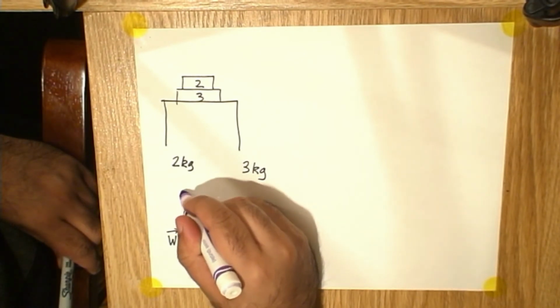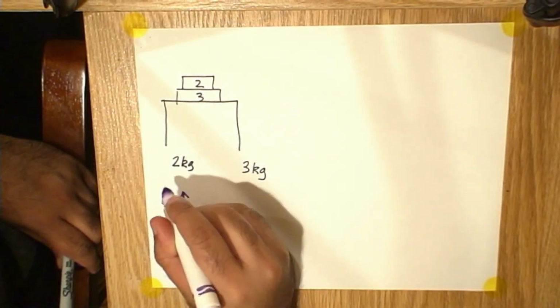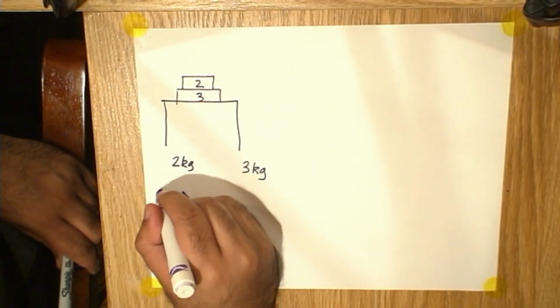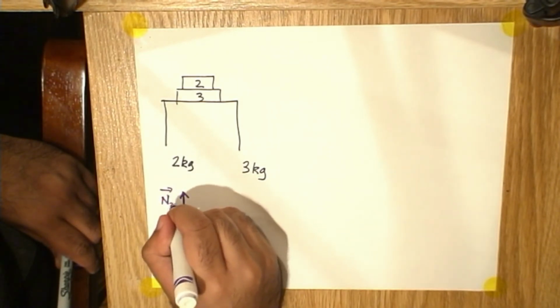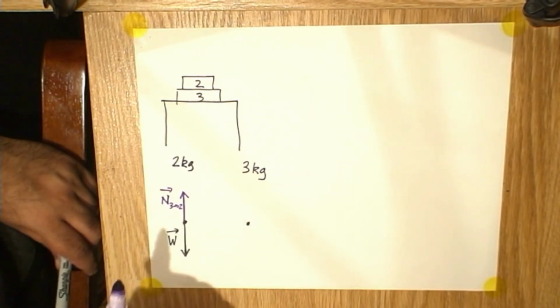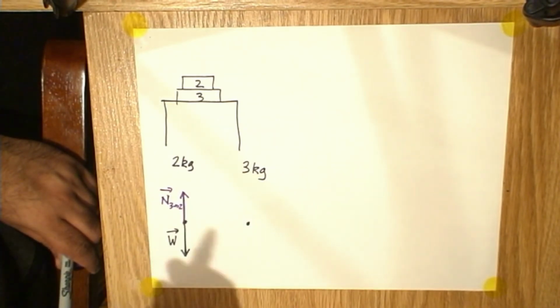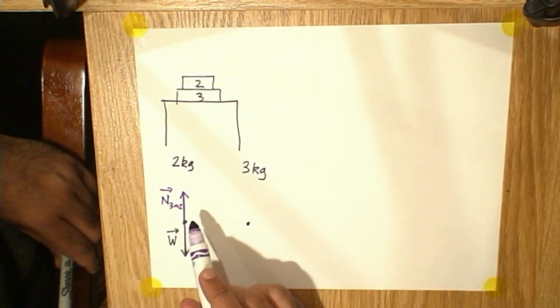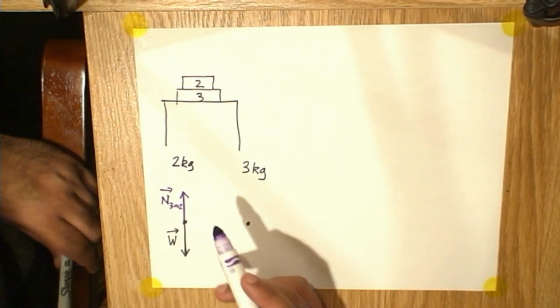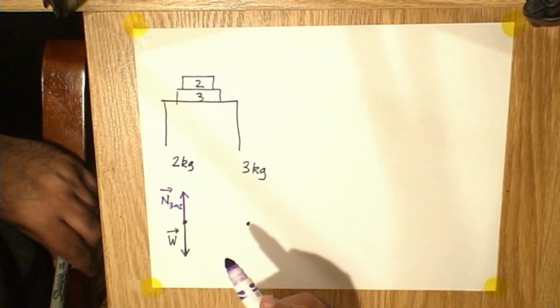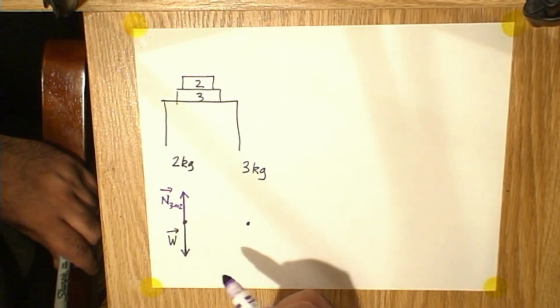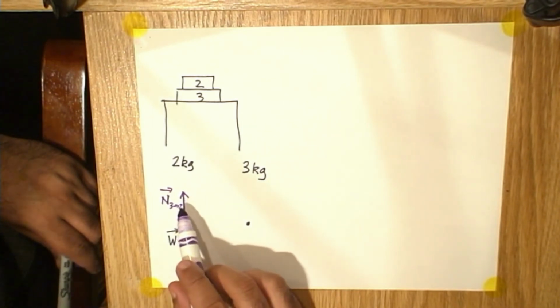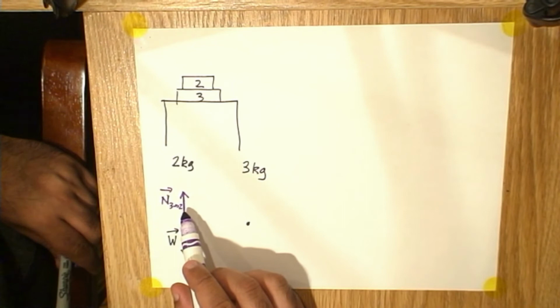Where is this normal force getting exerted from? From the 3-kilogram book. So the normal force is exerted by 3 on 2, not by the table. So this is now a complete free body diagram for the 2-kilogram object. It has a weight pointed down and a normal force from 3 pointed up.